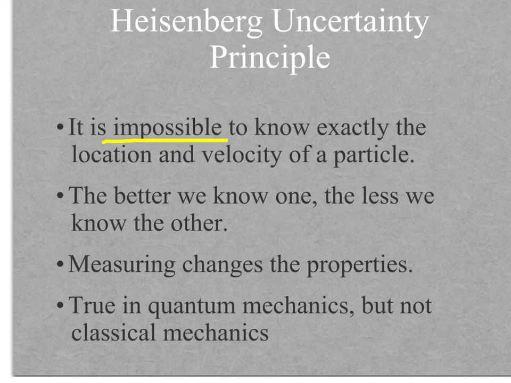So it's pretty much impossible to know the exact location and velocity of a particle just because they're moving entirely too fast and it's very hard to just pinpoint them and tie them down to one spot. But the better we know one, the less we know about the other. It gives us a certain level of uncertainty, which is why this is called the Heisenberg uncertainty principle. This principle basically measures the changes in the properties. It's true for quantum mechanics, but it does not work for classical mechanics.